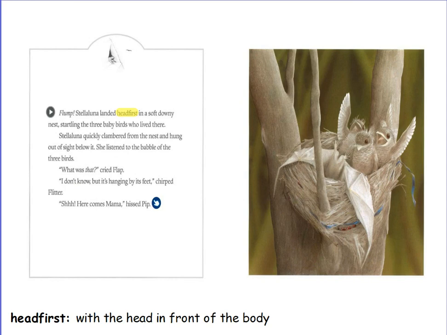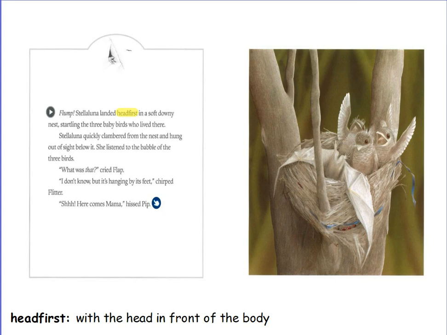Flump! Stellaluna landed head first in a soft, downy nest, startling the 3 baby birds who lived there. Stellaluna quickly clambered from the nest and hung out of sight below it. She listened to the babble of the 3 birds. "What was that?" cried Flap. "I don't know, but it's hanging by its feet," chirped Flitter. "Shh! Here comes Mama," hissed Pip.